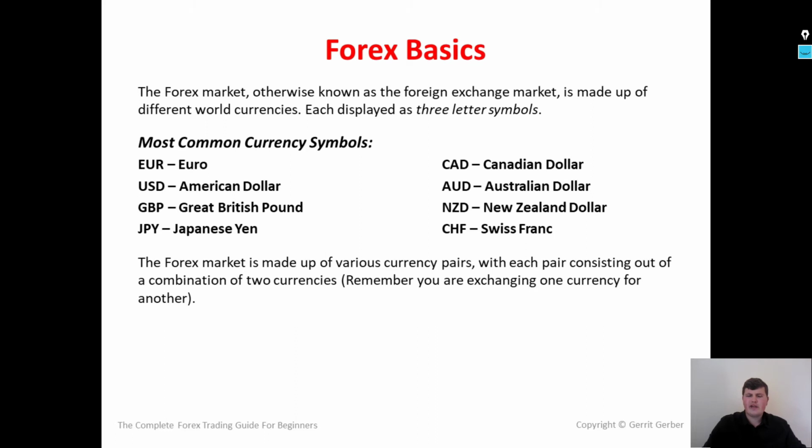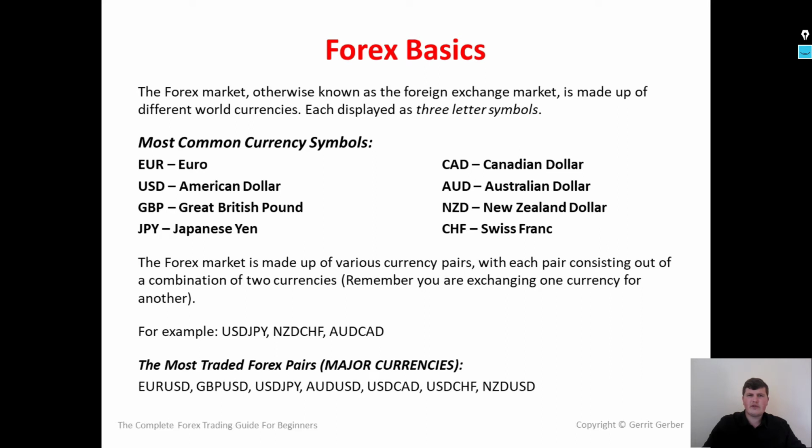The Forex market is made up of various currency pairs, with each pair consisting of a combination of 2 currencies. Remember, you are exchanging one currency for another. For example, the American dollar versus the Japanese yen. You are exchanging American dollars into Japanese yen, or the New Zealand dollar, Swiss franc, where you exchange New Zealand dollars into Swiss franc, or the Australian dollar, Canadian dollar. These are all examples of different currency pairs that you'll find in the Forex markets.